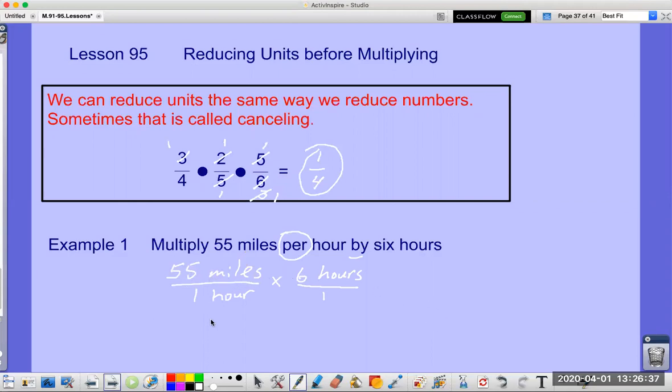So in this case, we now have 55 miles times 6 hours. But I see that I need to cancel. So similar to this, I'm going to do some canceling. So this cancels this out.